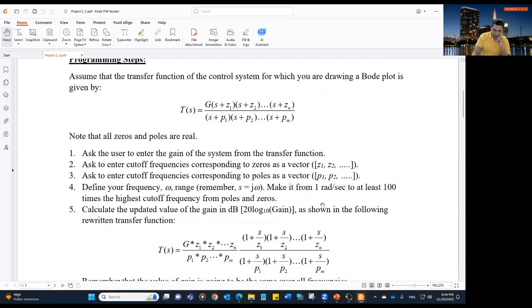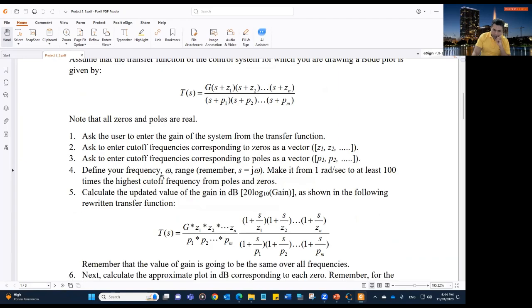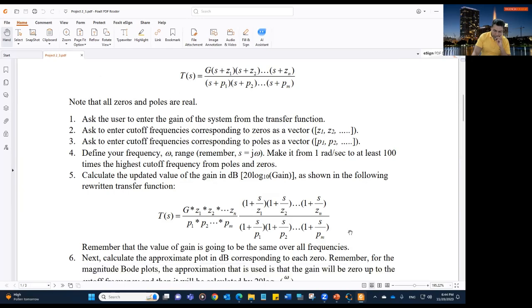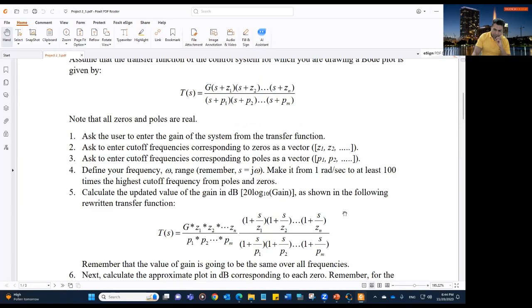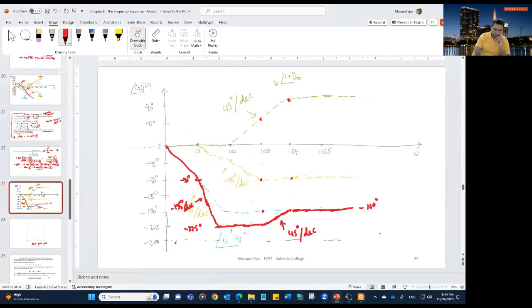So you're going to ask the user to enter the gain value. You're going to ask the user to enter the zeros, z1, z2, z3 as a vector, then p1, p2, p3 as a vector. You're going to define the range of W over which you want to plot it, starting from 1 radian per second up to 100 times the highest cutoff frequency that you have from either zeros or poles. Because again, as you saw, we have to go up to higher frequencies.